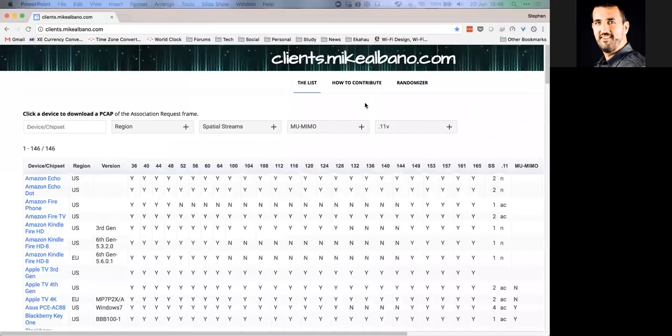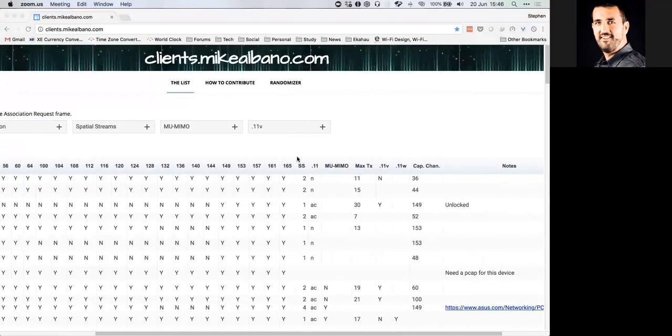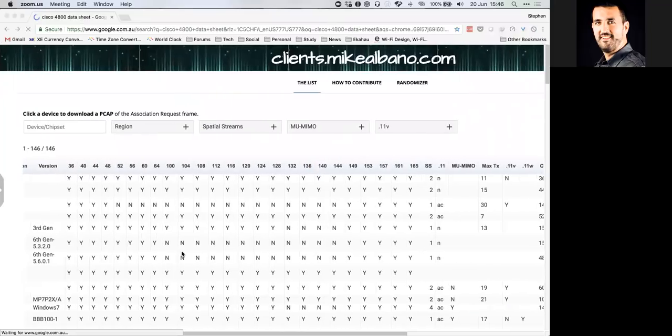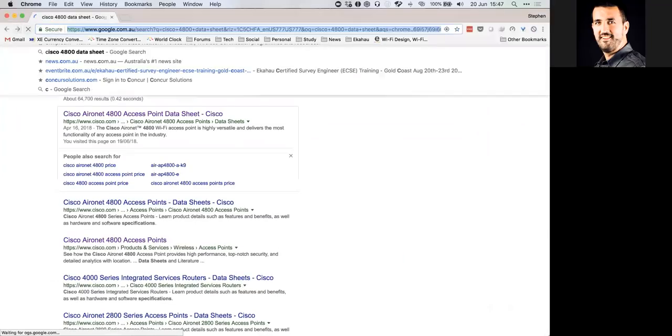So we can sniff that traffic and we can grab that information out of the air when a client associates to an access point, and we can use that information. That's exactly what Mike has done here, is built a database of all those frames of these clients advertising what their capabilities are. And if you scroll over to the right of that database, you'll see there's a number of spatial streams. There's an SS column, which is for spatial streams, and even the maximum transmit power that the clients are advertising to the AP. And this is all on the 5 gigahertz side, but that's typically what we're designing for anyways. So that can be a really useful website to leverage.